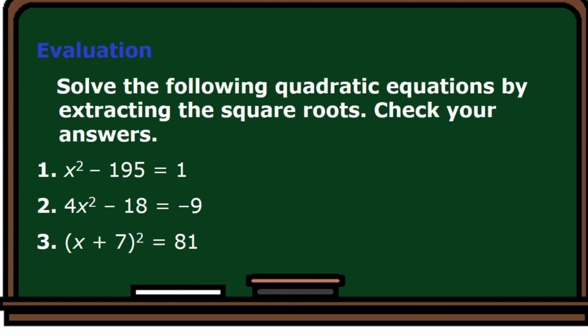Time is up. For number 1, the correct answer is plus or minus 14. For number 2, the correct answer is plus or minus 3/2. And for number 3, the correct answer is negative 16 and positive 2.